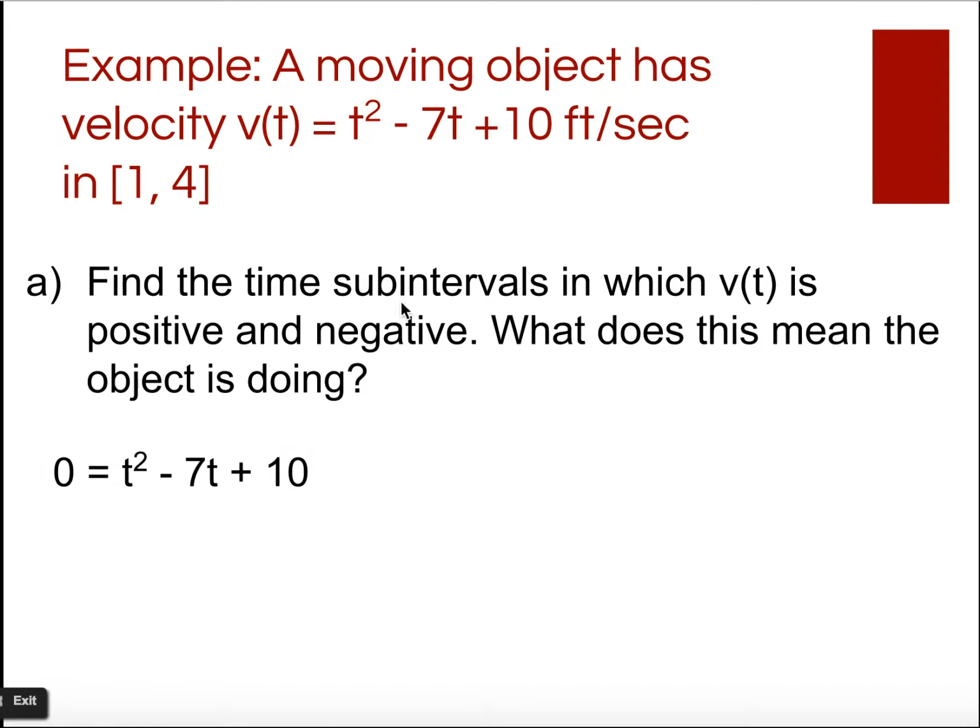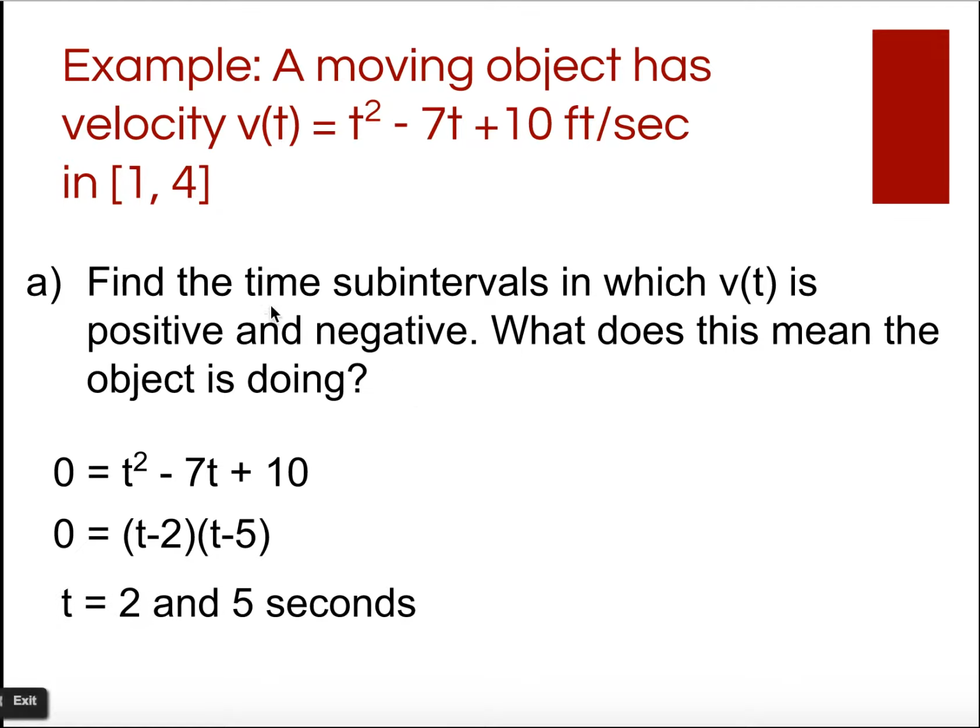So because we want to figure out when its velocity is positive and negative, the first thing is we need to figure out when its velocity is 0. So set the velocity equation equal to 0. This one is factorable to t minus 2 and t minus 5. Therefore, using the zero product property, the times that the object is stopped or paused are at 2 seconds and 5 seconds. And then in order to know the intervals and whether it's positive or negative, it's kind of like the first derivative test. Since our interval starts at 1, we're going to figure out what it's doing from 1 to 2, and then what it is doing from 2 to 4. We don't have to worry about the 5 seconds because it is outside our interval.